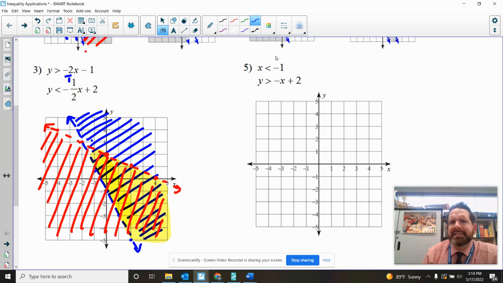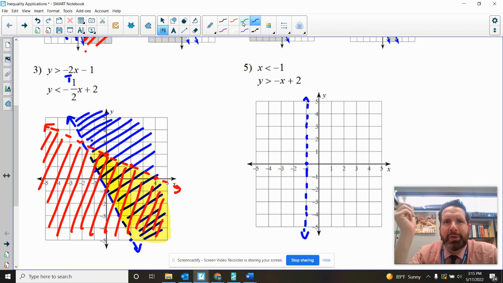Now this x less than negative 1. Notice there's no letter y in that. That means your x coordinate always has to be negative 1, and the y doesn't matter. So you can go up forever. You can go down forever. It's a straight vertical line.